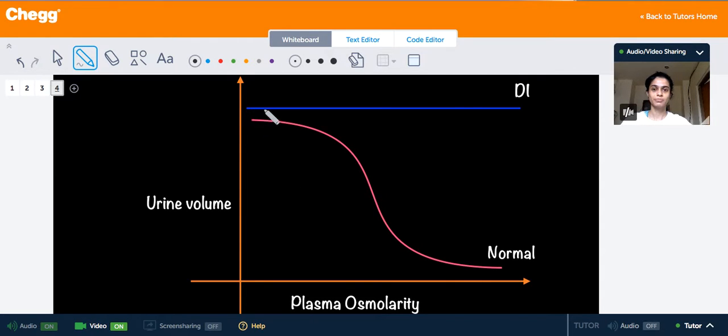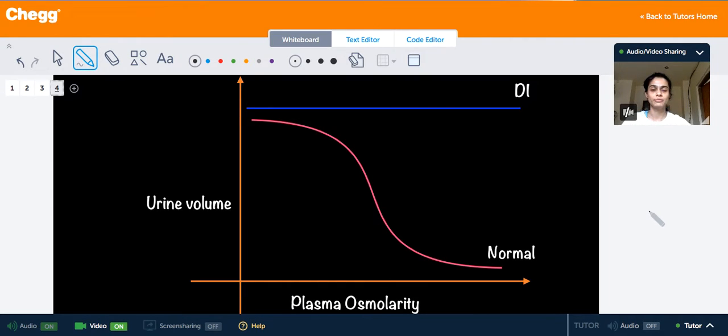Now looking at this blue line right here, this is what happens in a person with DI. In DI, no matter how concentrated your plasma is, with increasing plasma osmolarity going in this direction, your urine volume is still remaining the same. It's not going down, which means that in a person with DI, even if they are dehydrated, they're still making the same amount of urine as they would when they're not dehydrated.